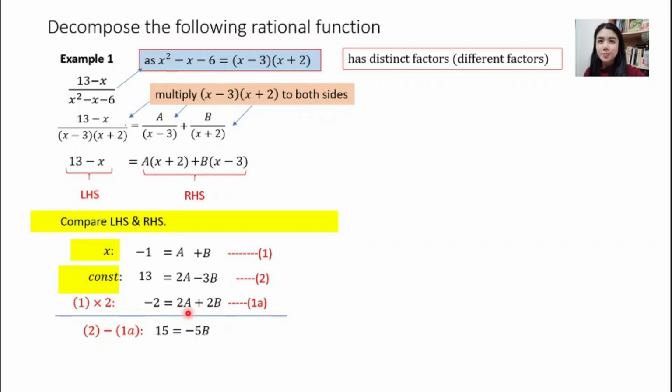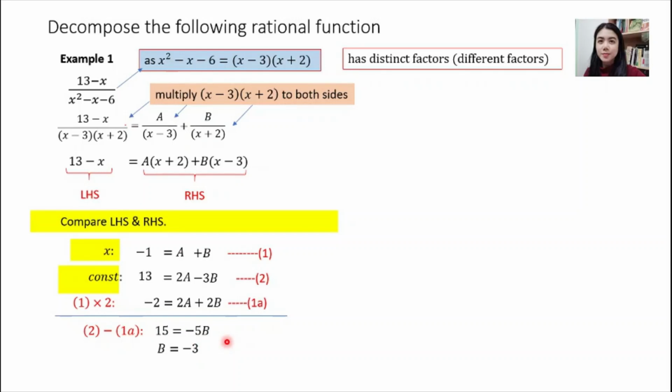So basically the a disappears. Okay, then how about here? So you have negative 3b minus 2b. So negative 3b minus 2b, you will have negative 5b. So simplify this one, and this actually gives you b equal to minus 3.